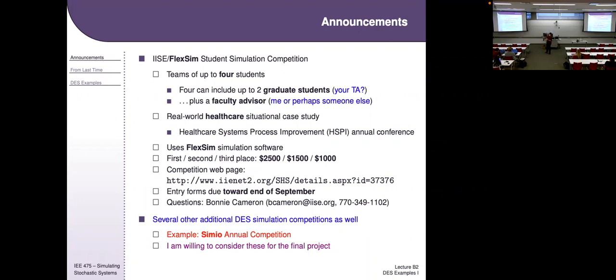And so if you would like to participate in one of these, you could use those instead of your final project. Otherwise, if you want to forget about this, that's fine. And you can just choose a system locally that you have data with. So none of these are required, but I'm just putting them out there as options.